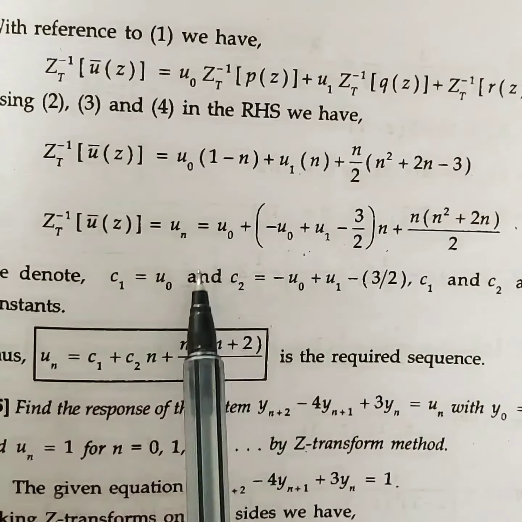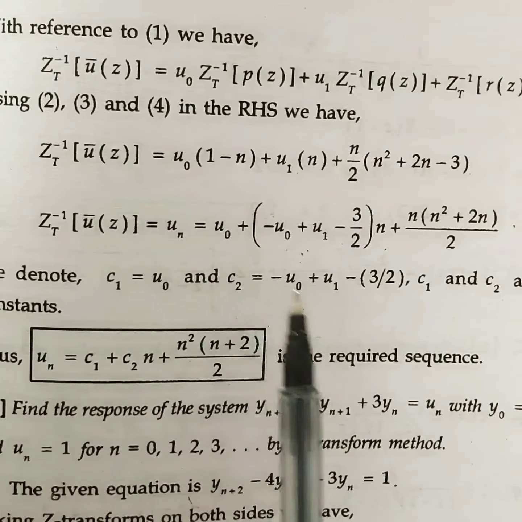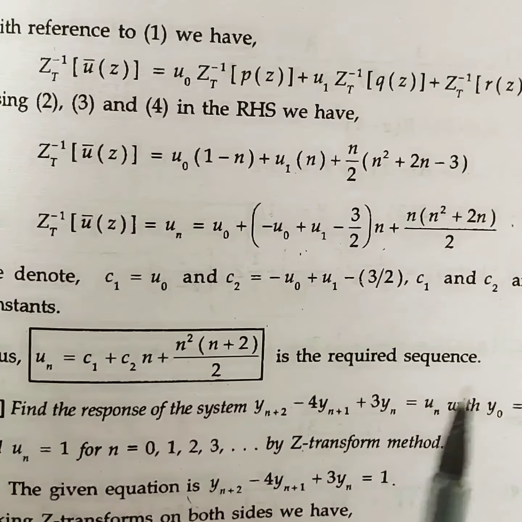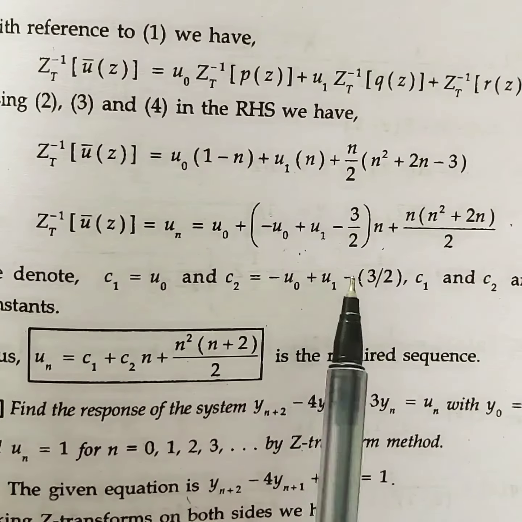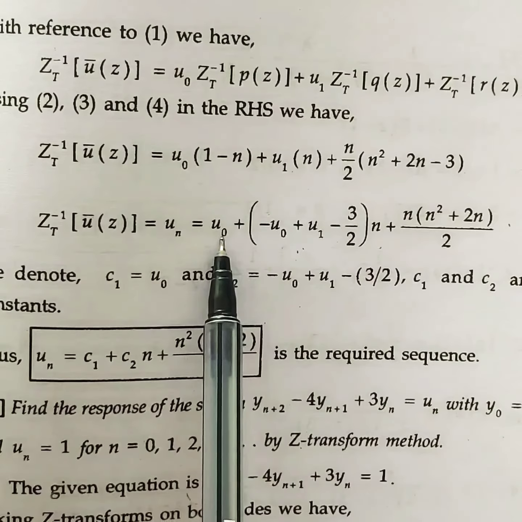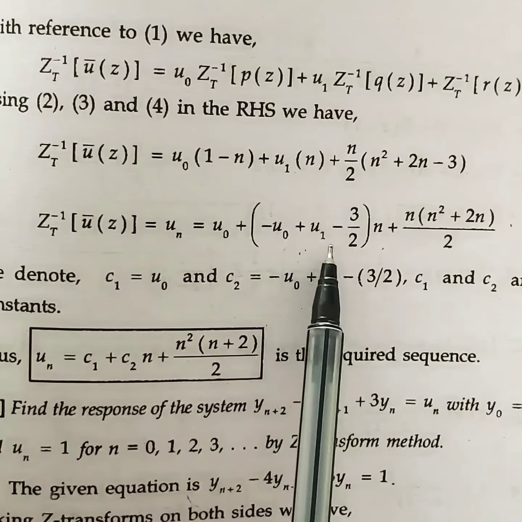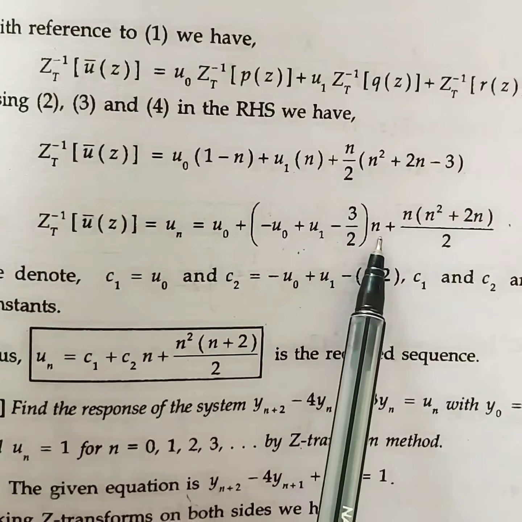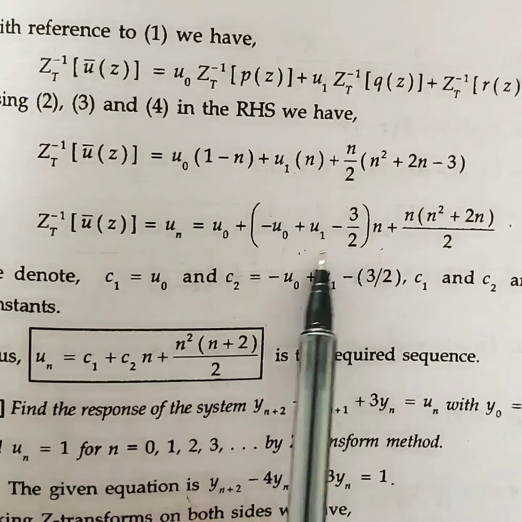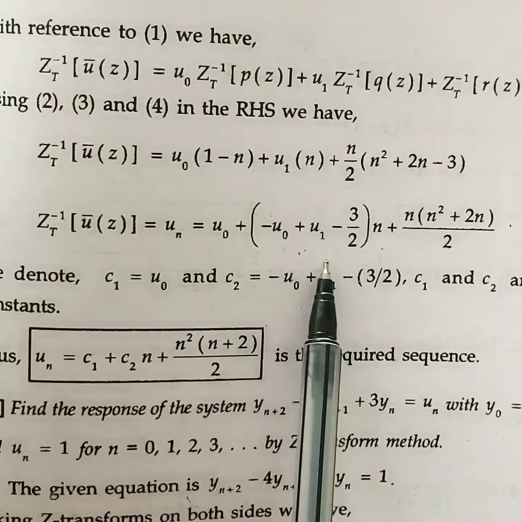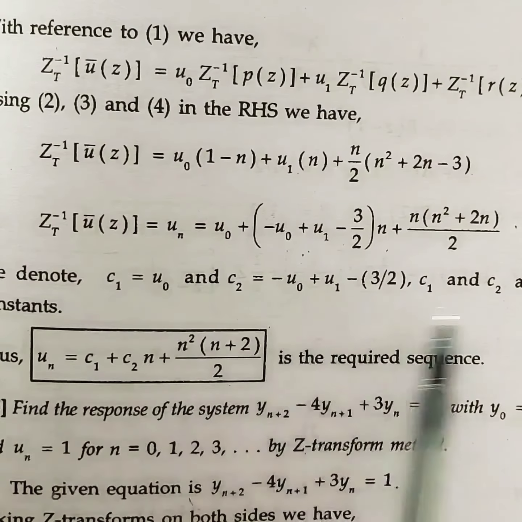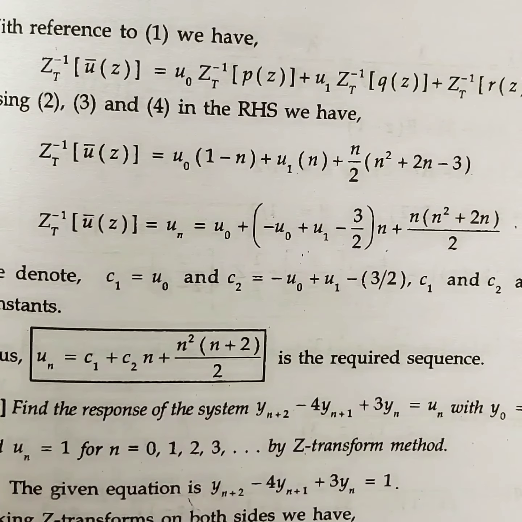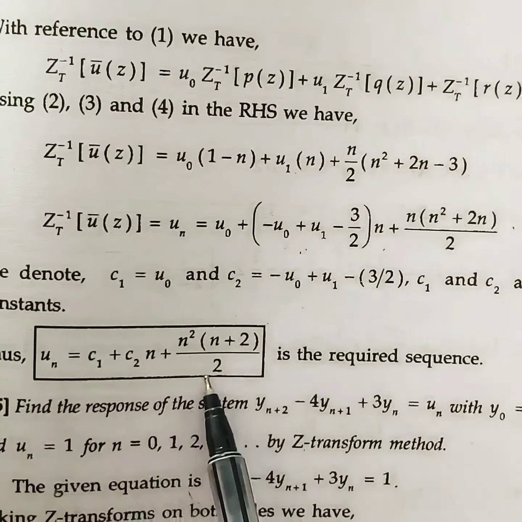What we have done is, because we don't know the values of u0 and u1, we are segregating the coefficients and finally calling this some constant c1, and minus u0 plus u1 minus 3 by 2 into n. So these are all just constants, right? Giving another name c2 for this, we can say that these are all arbitrary constants. That's it. So this is the solution.